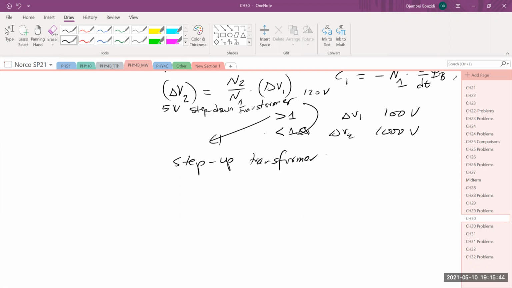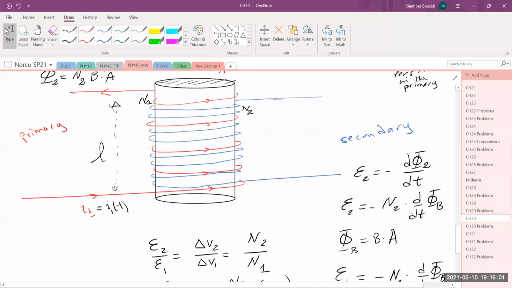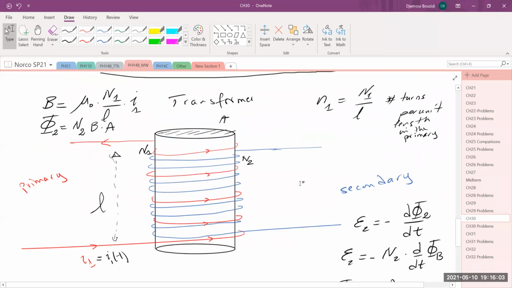Again, it requires an AC current. Otherwise, this whole thing doesn't work because of that derivative. Okay? If this derivative is 0, it doesn't matter. You'll have 0 over 0, and there is no way it's going to work in here. So you have to have an AC current for it, or a current that changes with time, in order to have this thing work.